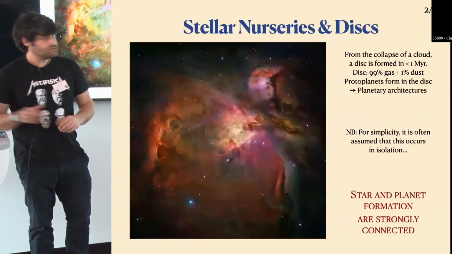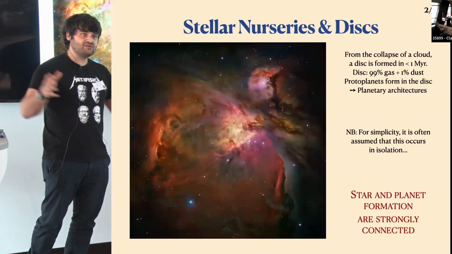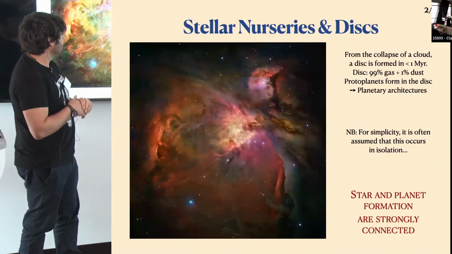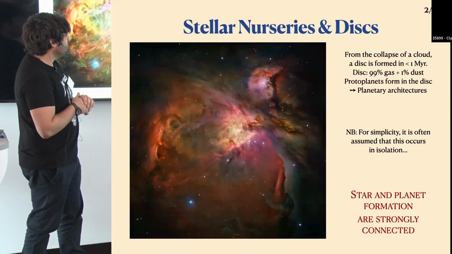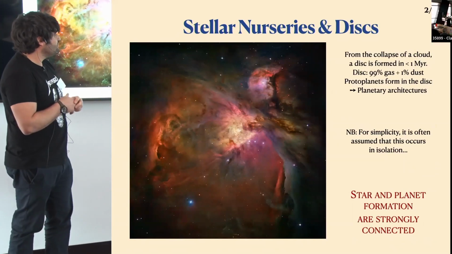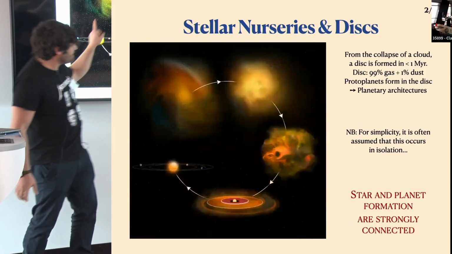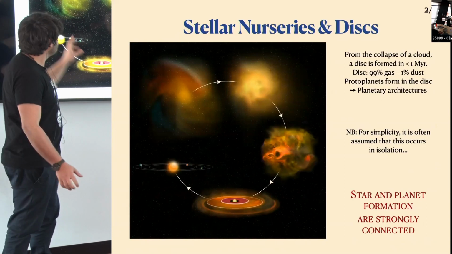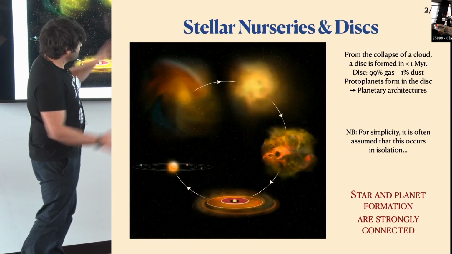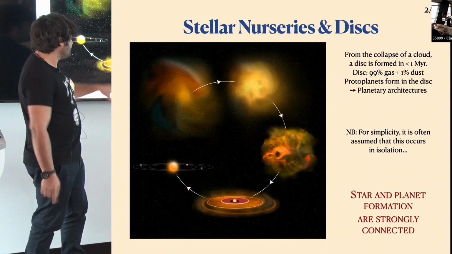So the first part. This is something that everybody knows. We have these giant molecular clouds where we know that young stars form. And we have this idea that from the collapse of a very big cloud, a disk is formed. So this is just an example of a stellar nursery. And this is the classical view we have for star formation. You have the cloud, it starts falling onto an overdensity, and then because of the conservation of angular momentum, you end up with a disk.